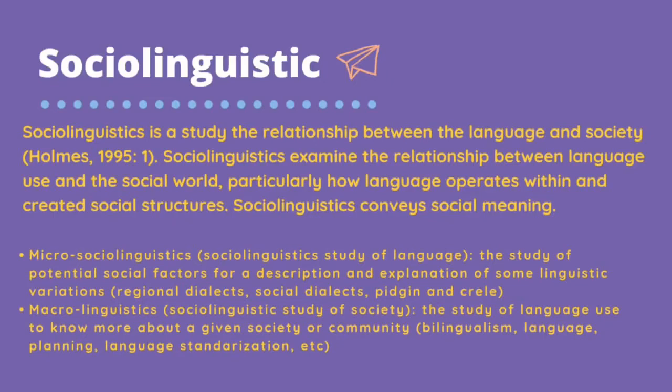Sociolinguistics is divided into two. Number one, micro-sociolinguistics, or the sociolinguistic study of language, is the study of potential social factors for a description and explanation of some linguistic variation, such as regional dialect, social dialect, pidgin, and Creole. Number two, macro-sociolinguistics, or the sociolinguistic study of society, is the study of language used to know more about a given society or community, such as bilingualism, language planning, language standardization, etc.